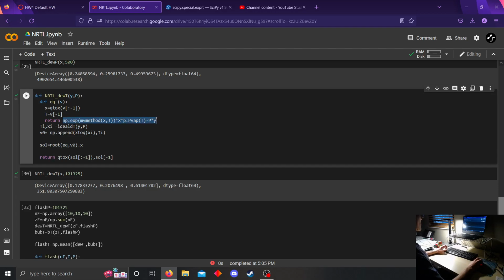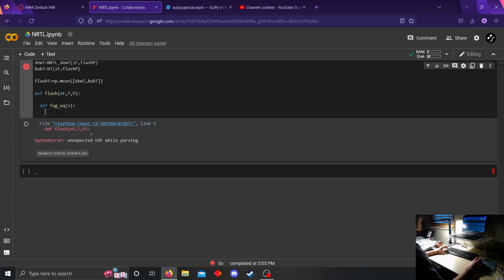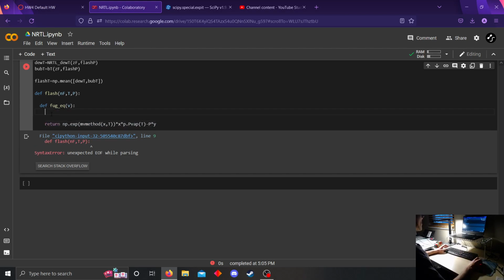So this part right here, well, let me copy it first, is the activity coefficient that we calculated in part 1 of the homework. Then we multiply by x, the mole fraction of the liquid phase, multiplied by the vapor pressure at whatever specified temperature, minus total pressure times the mole fraction in the vapor phase. But of course, we need to actually specify what these are.